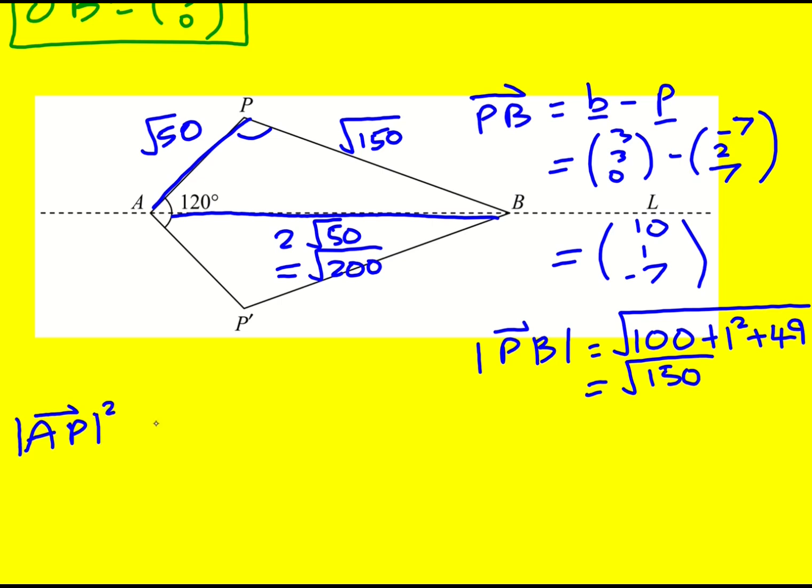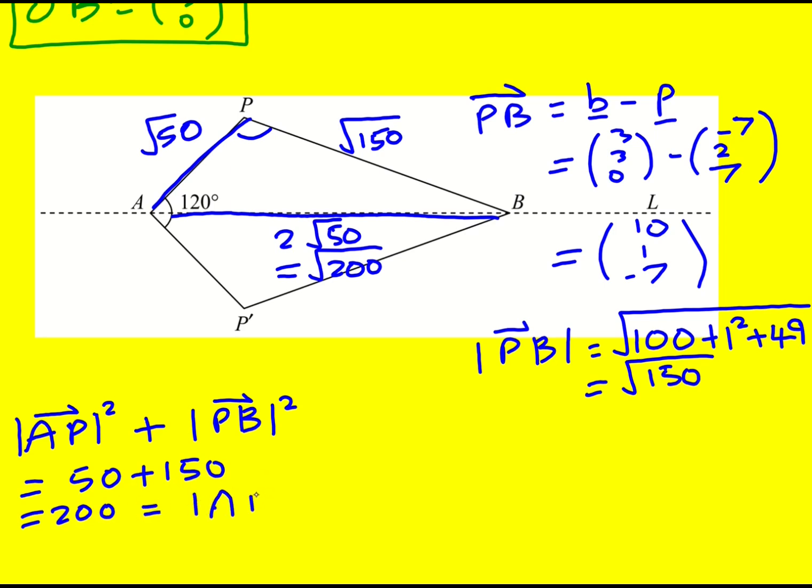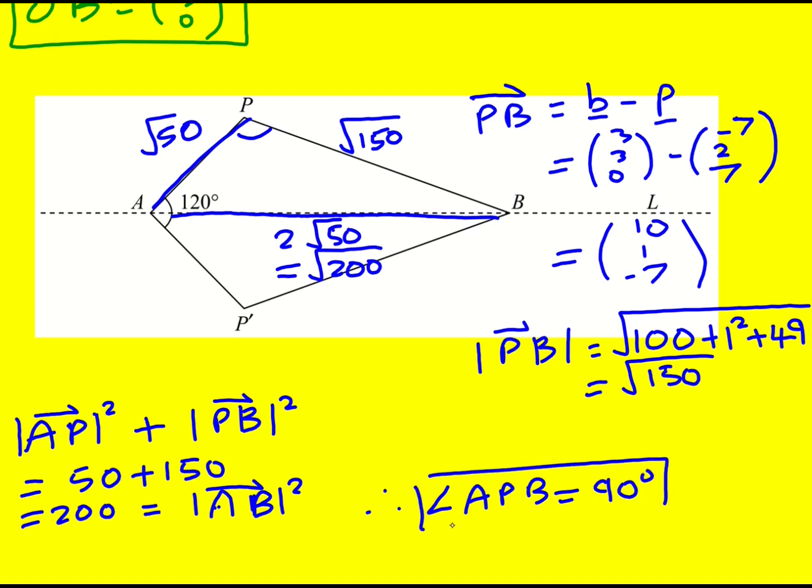AP squared plus PB squared is equal to 50 plus 150, which is 200, which is then AB squared. And therefore, angle APB equals 90 degrees. I should probably just say that Pythagoras' theorem holds.